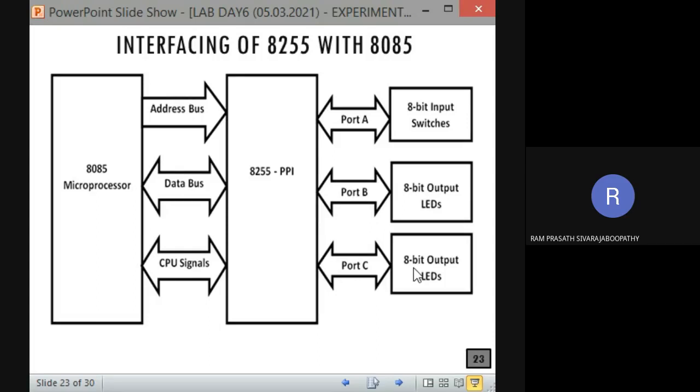Before applying BSR mode, port C must be configured as output port in mode 0. Don't forget this. Antha control word ellam gnabagam irukkum nu ninaikiren. Port C output configure panna control word enna? 80H. Port A input, port B output, enna sonnom? 90H. So the control words ellam gnabagam vachukonga. When writing the program, I will ask you.